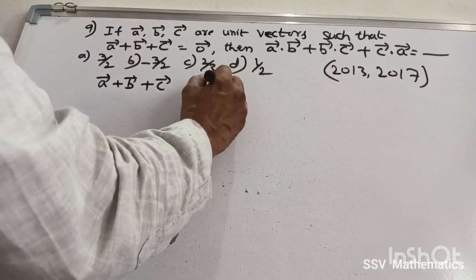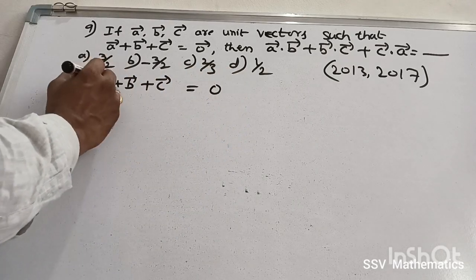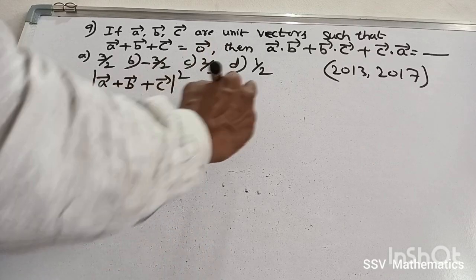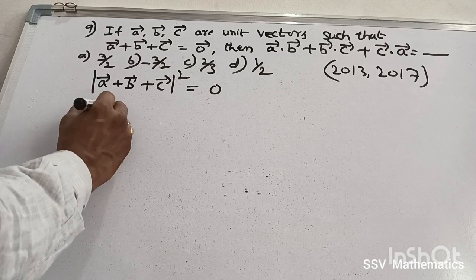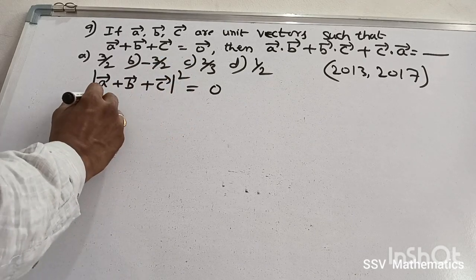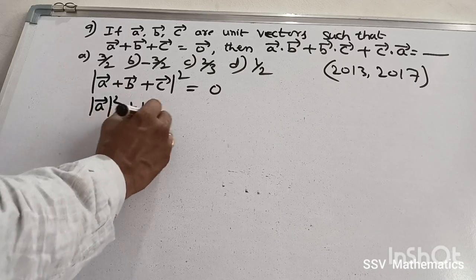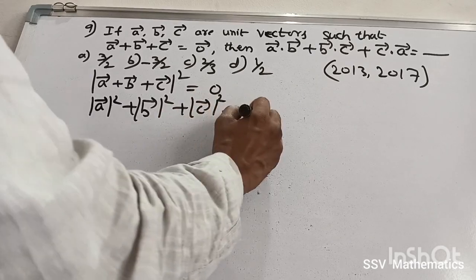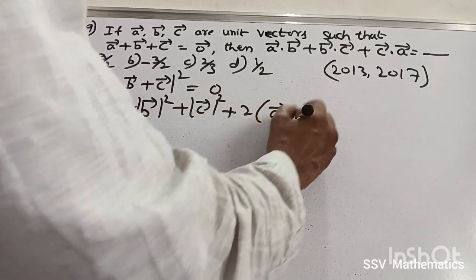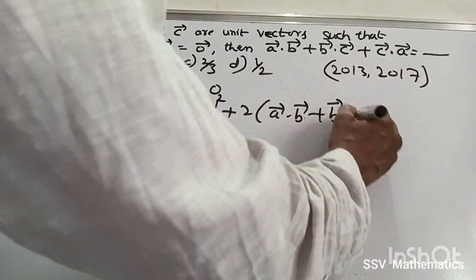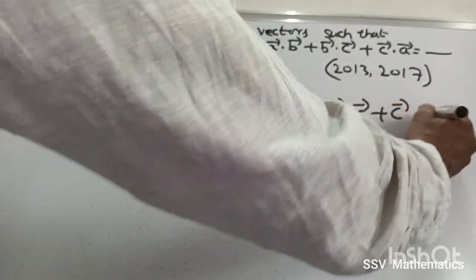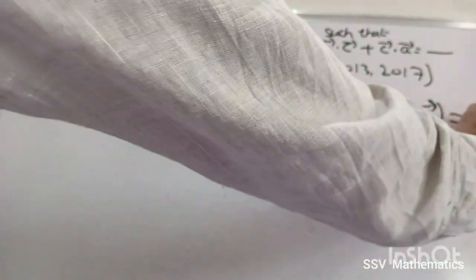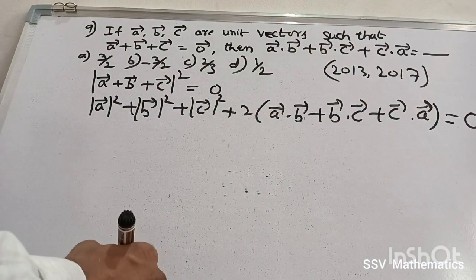So here it is given vector A plus vector B plus vector C is equal to 0 vector. So therefore take squaring on both sides. So we get A plus B plus C whole square is equal to 0. So this is magnitude of A square plus magnitude of B square plus magnitude of C square plus 2 into A dot B plus B dot C plus C dot A equal to 0 square, that is 0.